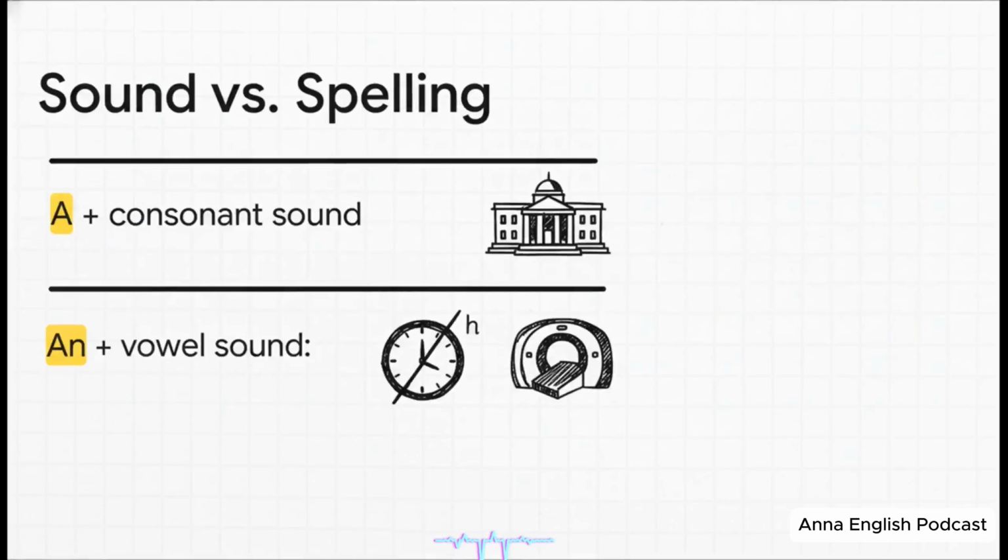And this is exactly what I'm talking about. Look at university. It starts with the letter U, a vowel, right? But we say a university. Why? Because the sound is "you," which is a consonant sound. On the flip side, look at hour. Starts with H, a consonant, but we say an hour because that H is silent. The first sound you actually hear is "ow," a vowel sound. Same thing with an MRI. The sound is "em," which starts with a vowel sound. See? It's all about the sound.